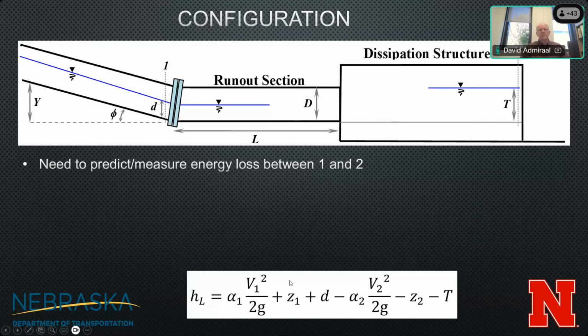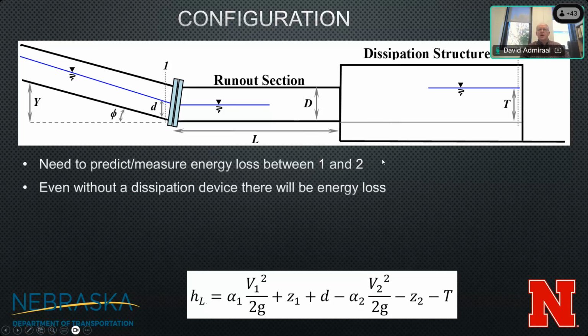So this is the equation we care about. It's the head loss, or the energy equation, and it shows that the head losses are a function of what comes in minus what goes out. What comes in involves velocity, the bed elevation, and the depth, and what goes out involves the velocity, or the velocity head, the bed elevation, and the outlet depth.